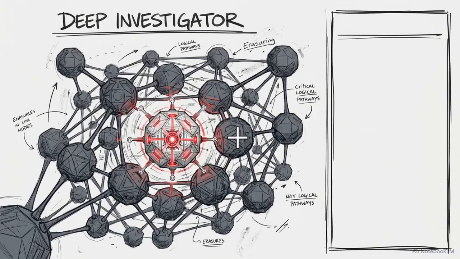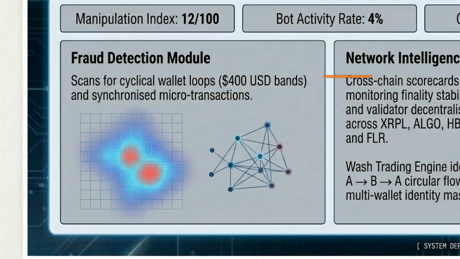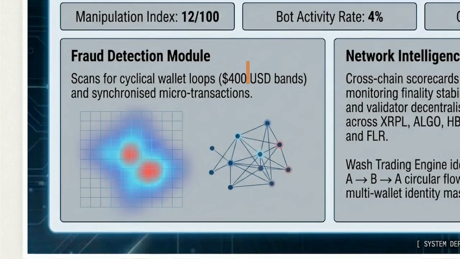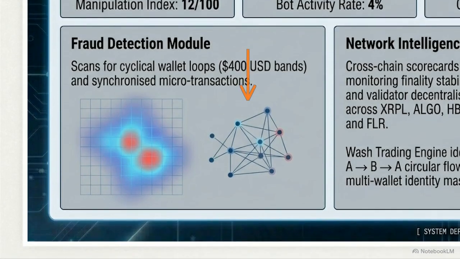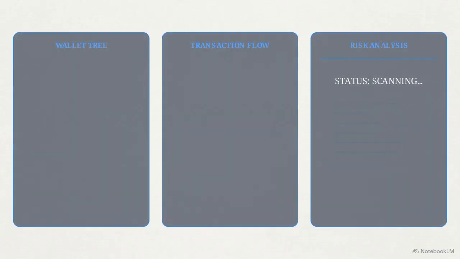Now that the anomaly is confirmed, move into the Deep Investigator workspace to map the specific wallets involved. Use the Fraud Detection module to filter specifically for the $400 USD anomaly loop. Coordinated bot rings use these identical, repeated microtransactions to mask their identities and blend their activity into the normal network flow. This split-pane view organizes the proof.